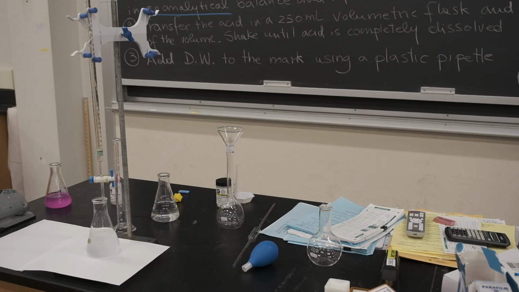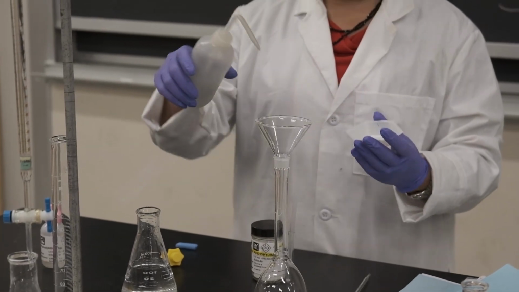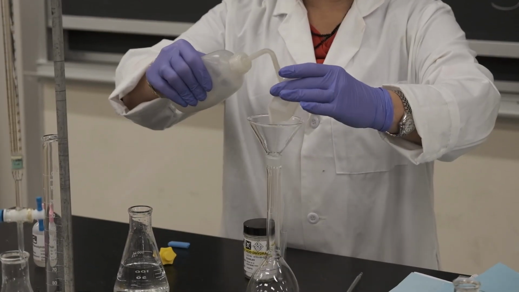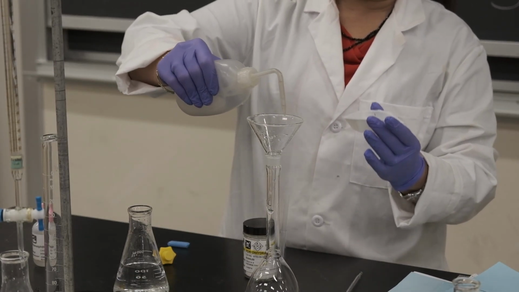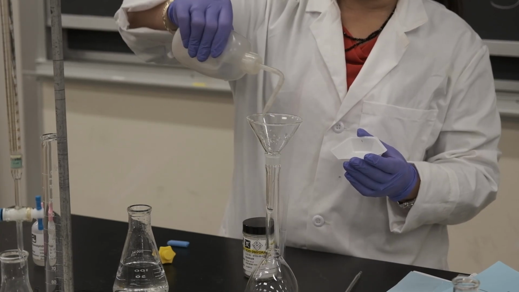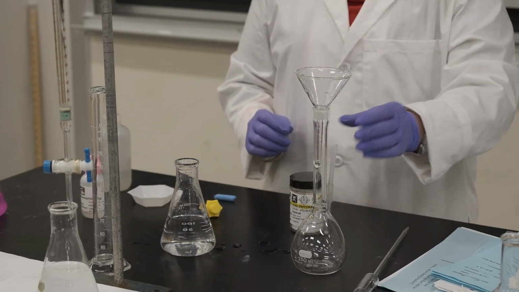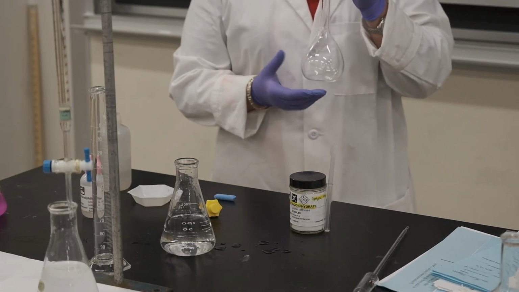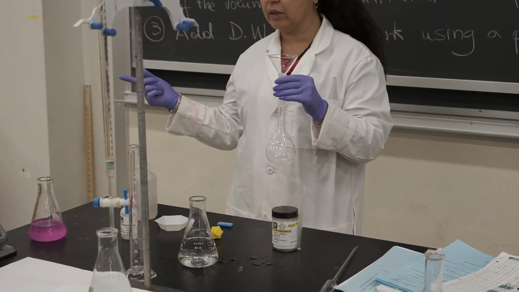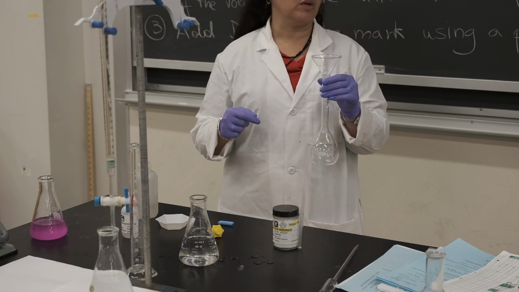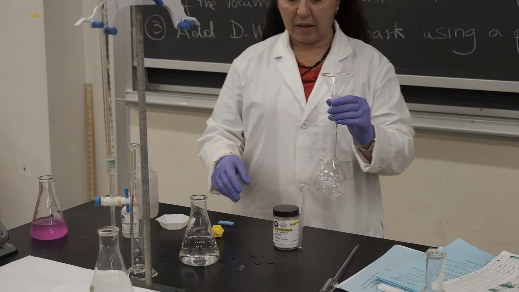So what you're going to do is to make sure that all the oxalic acid that you weighed goes in here, you're going to rinse with the deionized water the boat and the funnel. Make sure that before you do this, you rinse the volumetric flask first with water, then with deionized water a lot, because you don't know what other people did in the past with this flask.